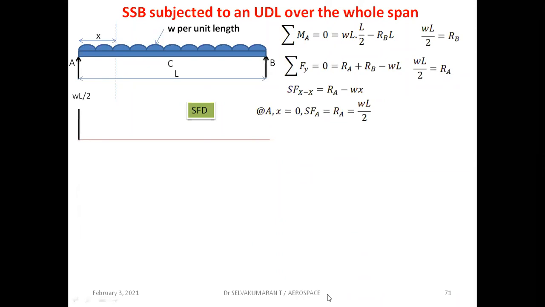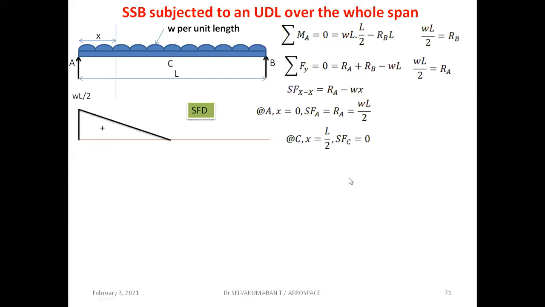Then at C, X is equal to L by 2, substitute here: WL by 2 minus W into L by 2, shear force is 0. So the nature of the shear force diagram for UDL is a triangle in nature. Since we don't have any load between A and B, and there is no discontinuity in the loads, this expression SFXX is valid throughout the length between the two supports. So X varies from 0 to L.